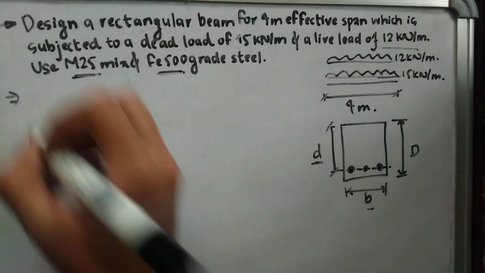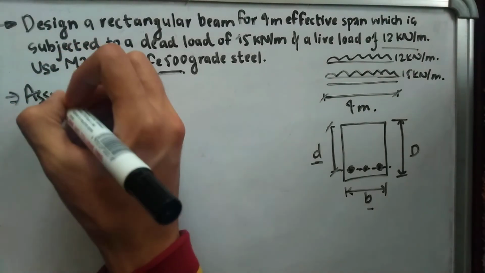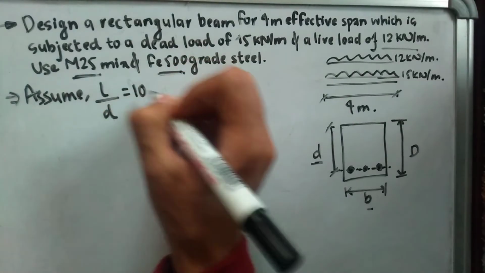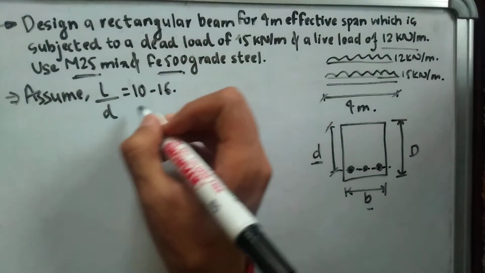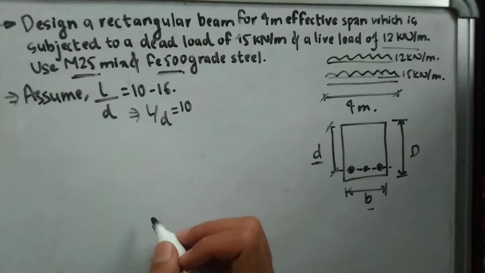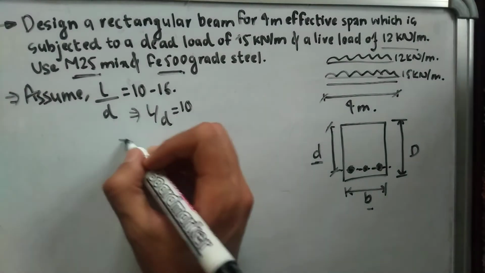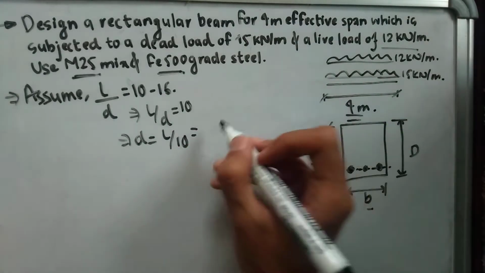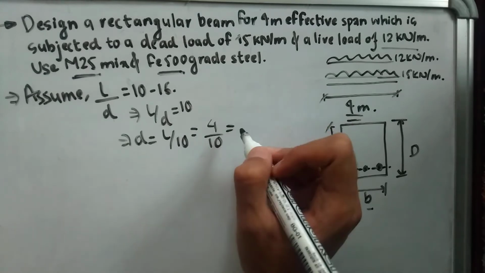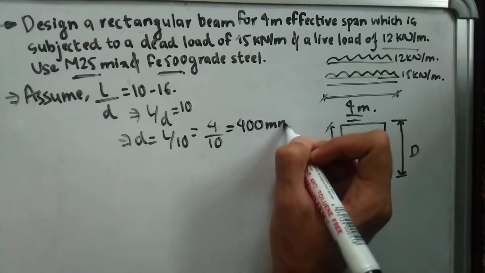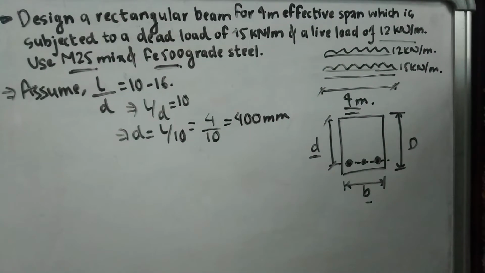First of all, we are going to assume the ratio of L by d from the range of 10 up to 16. Right now we are going to assume the ratio as 10. So we assume L by d equals 10. Then my d is going to be L by 10. I have my L as 4 meter, so 4 divided by 10 is equal to 0.4 meter, which is equal to 400 millimeter. So I found my effective depth d.